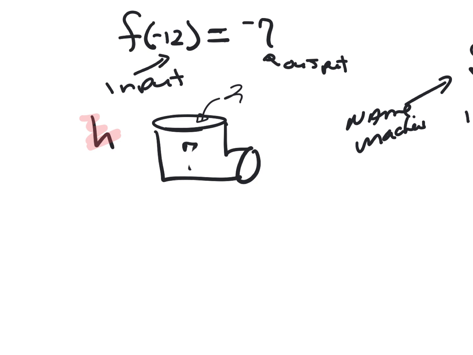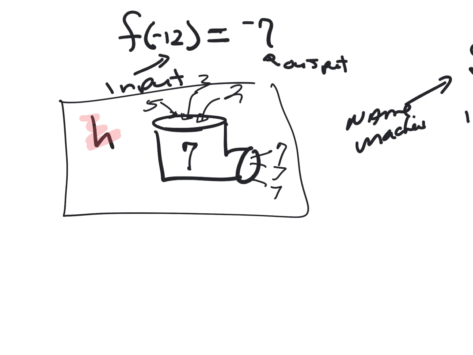So that implies, since there is no X, that means no matter what you put into the machine, 7 is coming out. So if you put 3 into the machine, you would still get 7 out. If you put 5 into the machine, you'd still get 7 out. And so this one is a special type of function. This is called a constant function. And we can say that the name of the function is H.